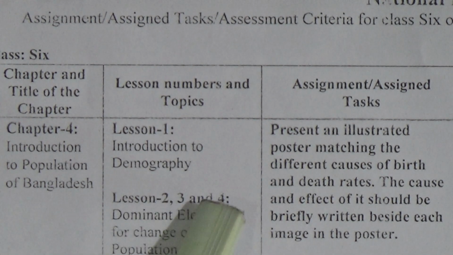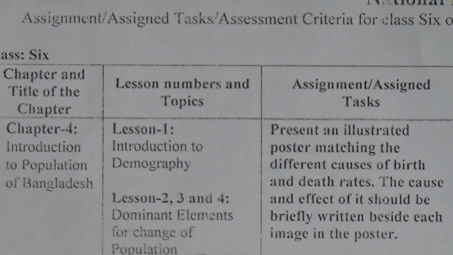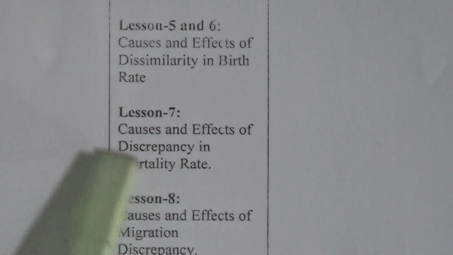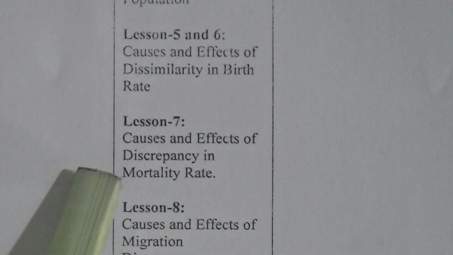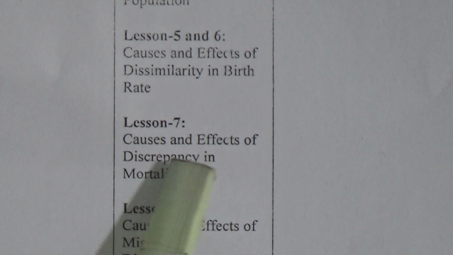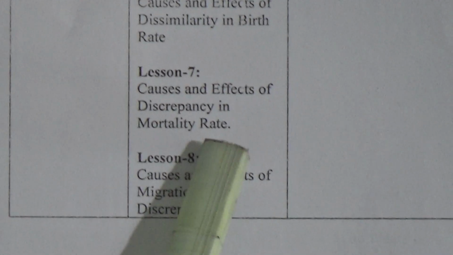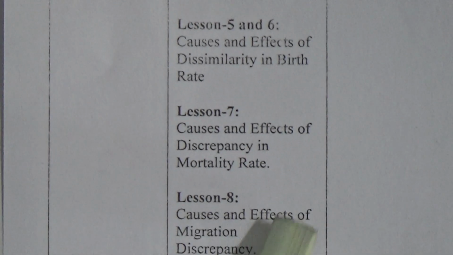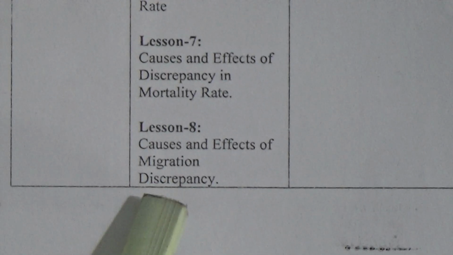Lesson 2, 3 and 4, dominant elements for change of population. Lesson 5 and 6, causes and effects of dissimilarity in birth rate. Lesson 7, causes and effects of discrepancy in mortality rate. Lesson 8, causes and effects of migration discrepancy.